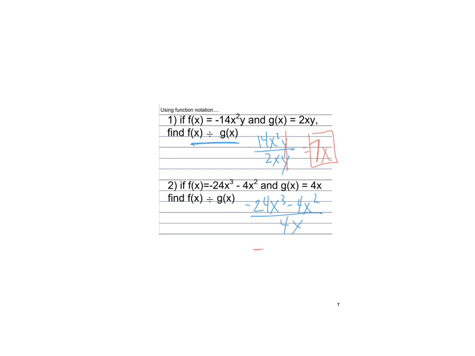Okay, down here, I've got negative 24x cubed minus 4x squared divided by 4x. So I get negative 6x squared. I'm dividing the coefficients and subtracting the exponents, minus 1x. And ones in front of variables are unnecessary to write, and ones as exponents are unnecessary to write. We don't have to write those.